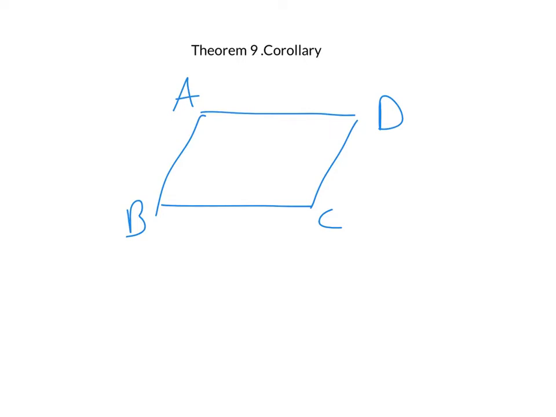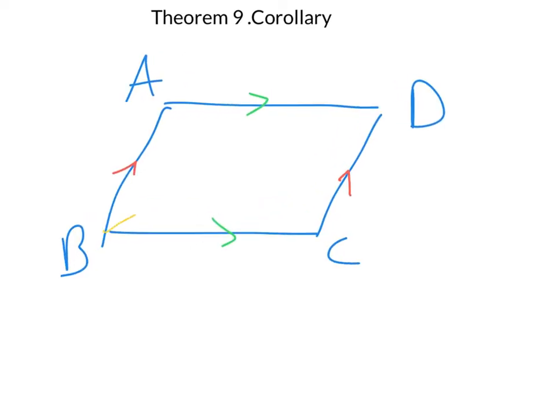Now we're on to the corollary to Theorem 9, which says that any diagonal which divides a parallelogram will split it up into two congruent triangles. An example of this will be in this parallelogram here. We already know, because we're given that it's a parallelogram, with both pairs of sides parallel to each other, that any diagonal drawn across this, for example from B to C, although it could go from A to C, is going to split up the shape ABCD into two congruent triangles, which means they have the same shape and same size.